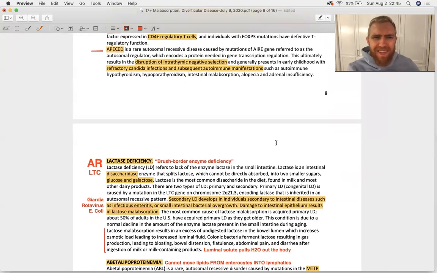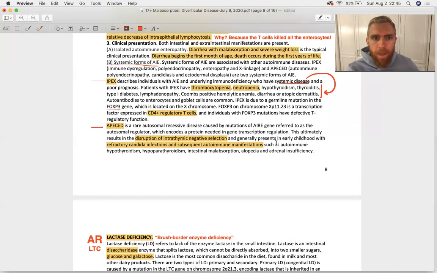And then APECED is an autosomal recessive disease, and it stands for autoimmune polyendocrinopathy, candidiasis, and ectodermal dysplasia. So if you remember, the C stands for candidiasis, refractory candida. Where are you going to get that? Probably the mouth. If you're a woman, you're going to get it in the vagina. You can get it in the esophagus if you're immunocompromised.